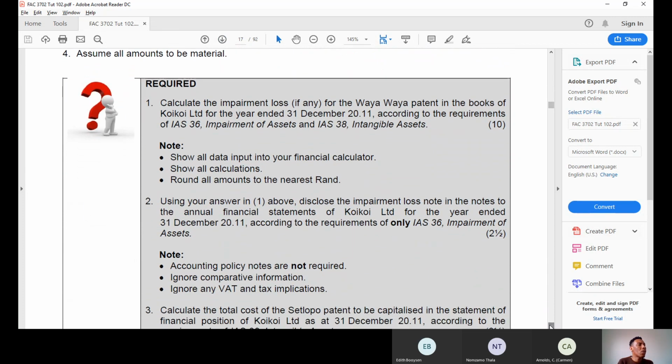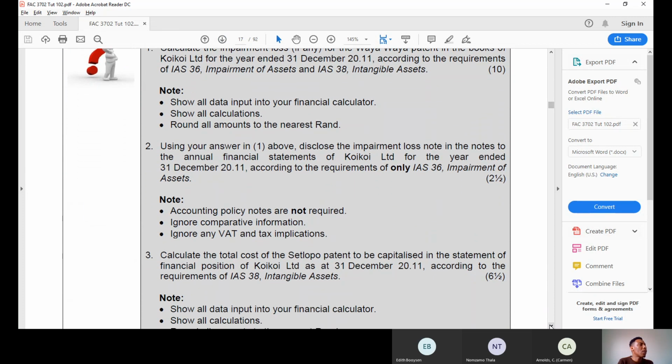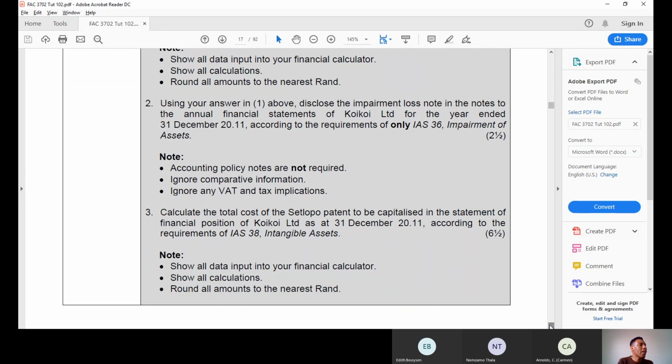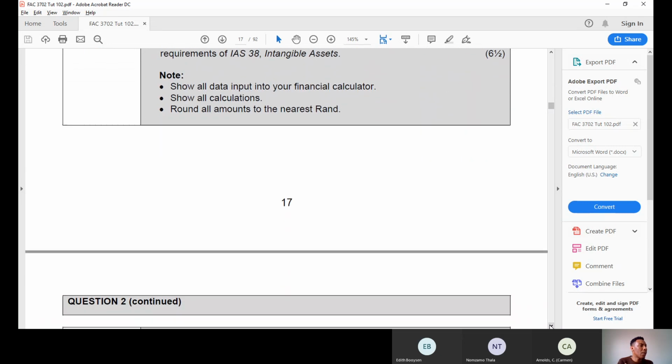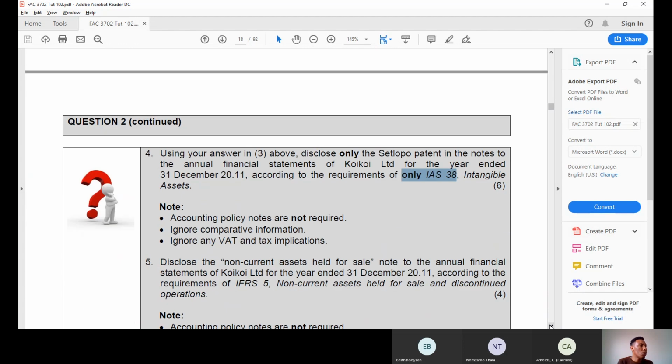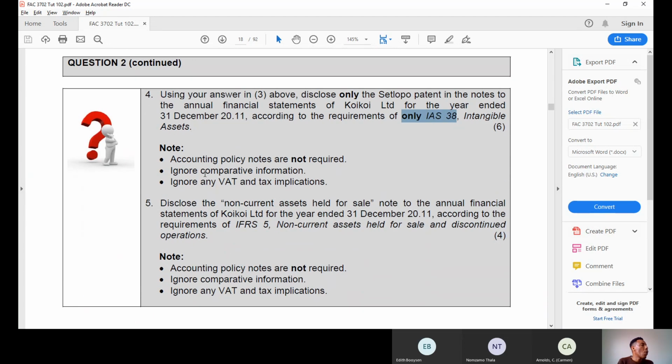So there is a component that also relates to PPE. So I think that's why the question here, in this case, is very specific in saying that you only need to do the intangible assets, right? So no accounting policies are required, no comparative information, and ignore VAT and any tax implications. Okay, they're making things much easier for us.